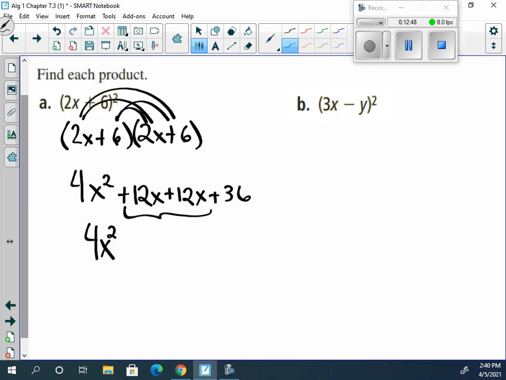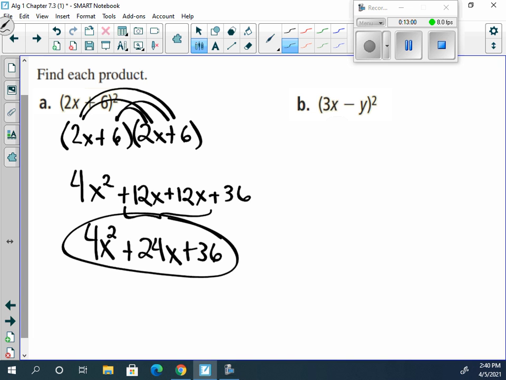Now we do have two like terms here, 12x and 12x. Well, 12 plus 12 is 24. And that's it. Questions on this here? Go on and try B.